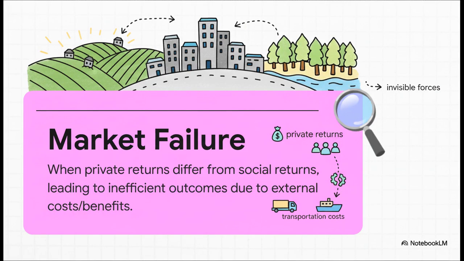Now, it's super important to get this one concept out of the way. Sometimes, a decision that's super profitable for one person isn't so great for everybody else. Think about a factory that pollutes a river. Economists have a name for this: market failure. We're going to put a pin in that for now, but just keep it in the back of your mind. It's a huge piece of the bigger puzzle.